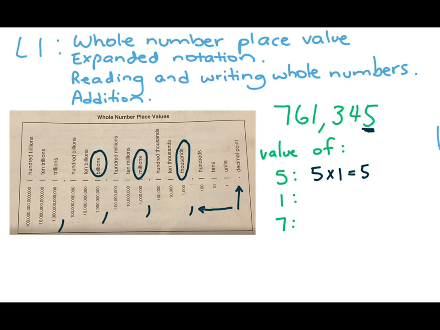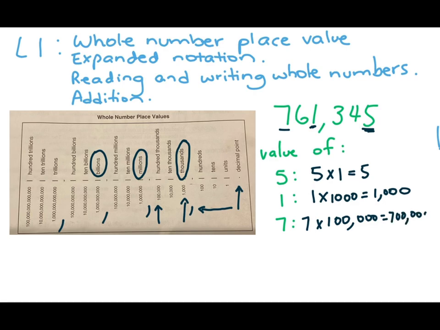Now the 1 is here in the thousands place, right here. So it's 1 times 1,000. So the value of that 1 is not 1, it's 1,000. And then we have the 7. The 7 is in the 100,000s right here. And so that one is 7 times 100,000. So it's 700,000. Again, the value is given by the place where the numbers are.